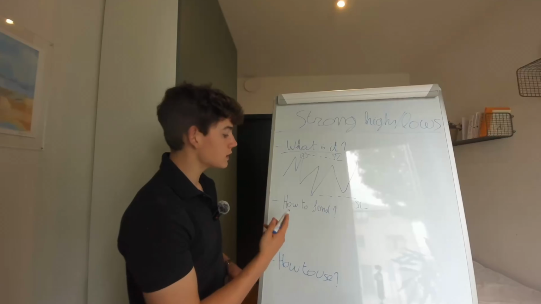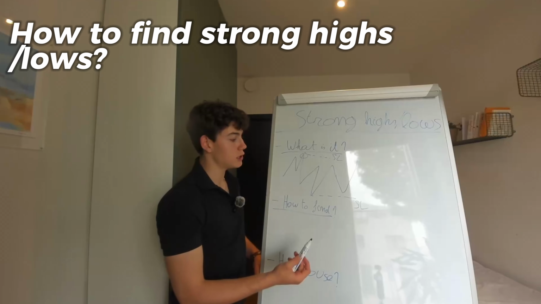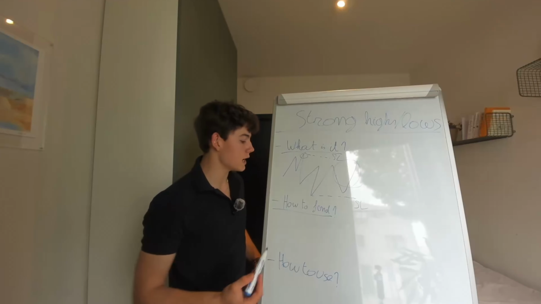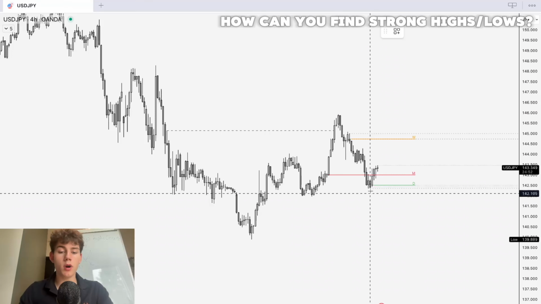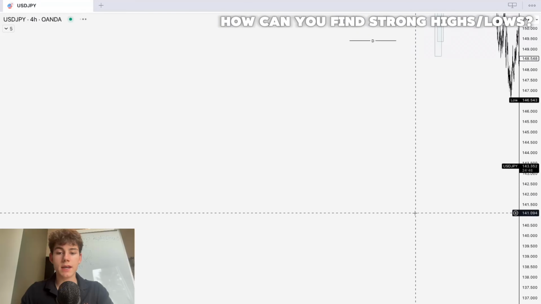So now that we know this, we can take a look at how to find those actual strong highs and lows before the move is already gone and we cannot enter the trade anymore. So how can you find strong highs and lows before they actually move away and you already see price rejecting? Well, first of all, you will need a point of interest inside the markets.